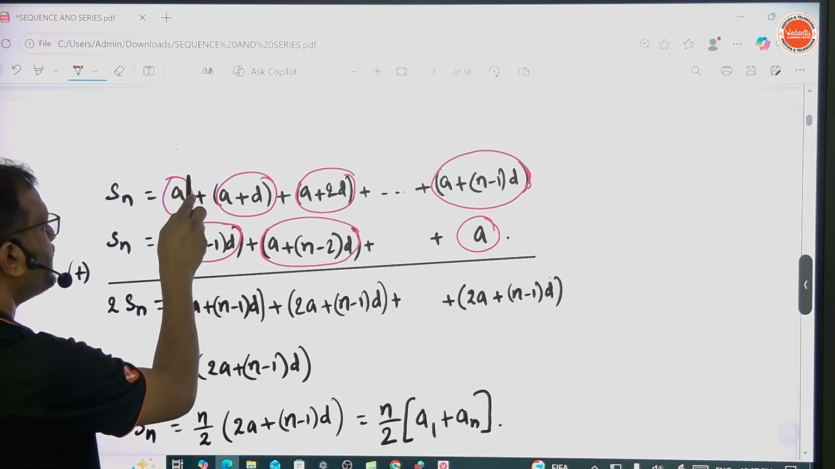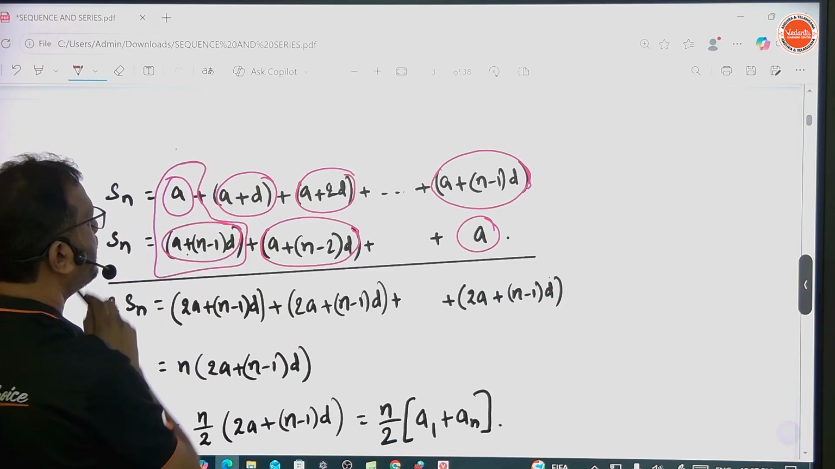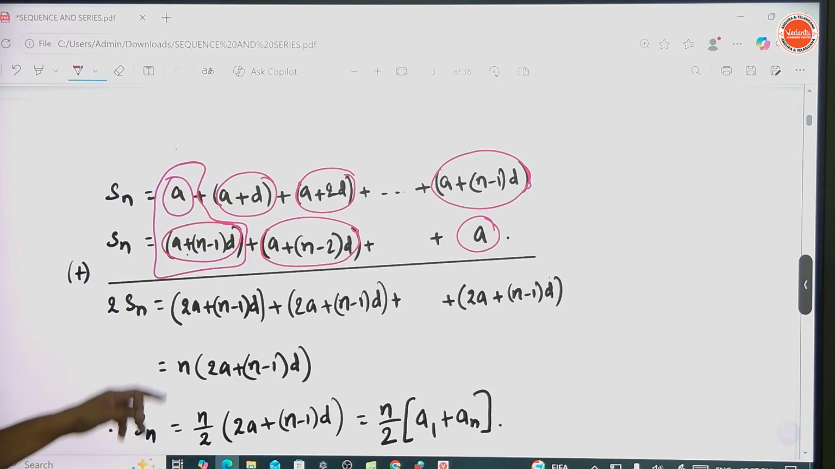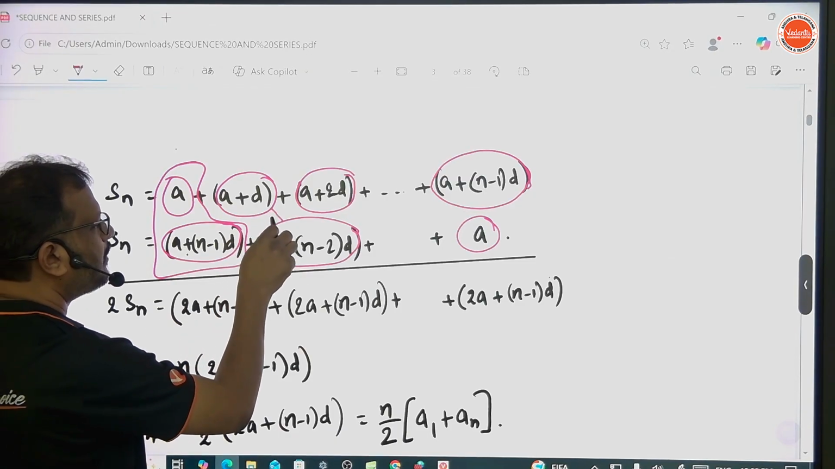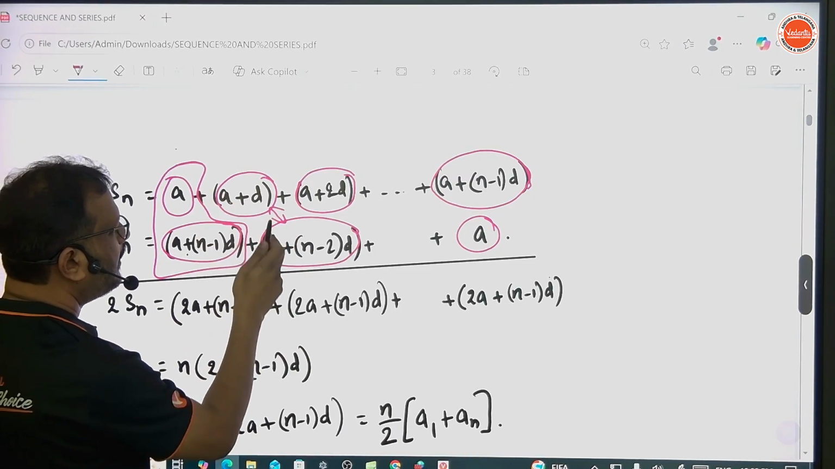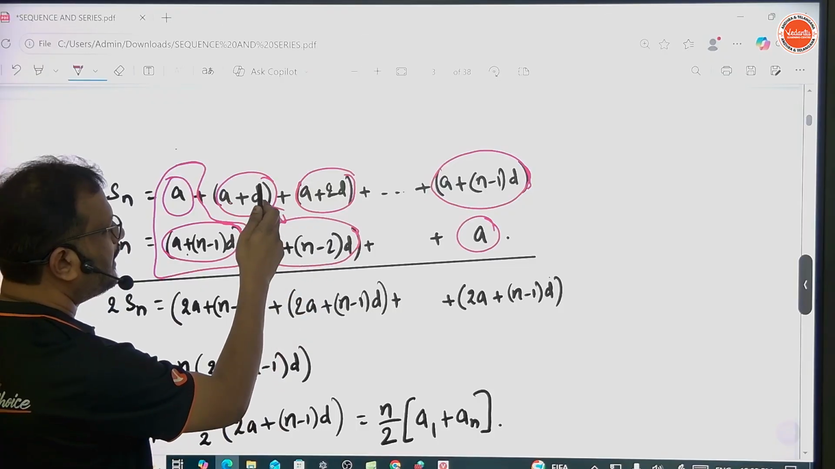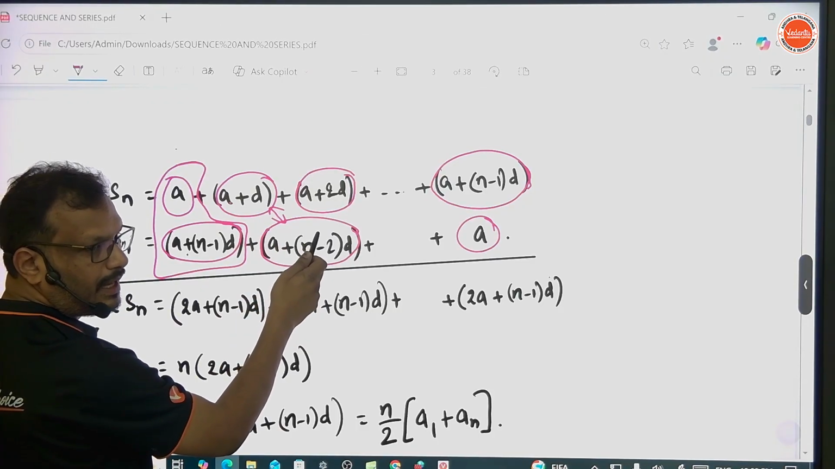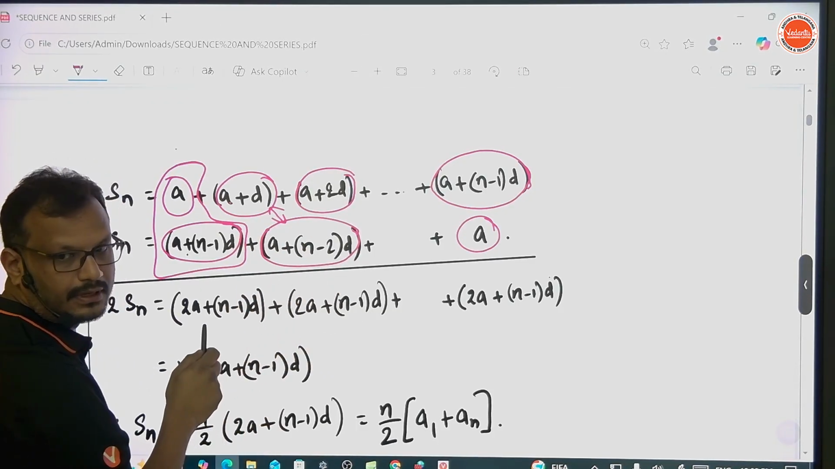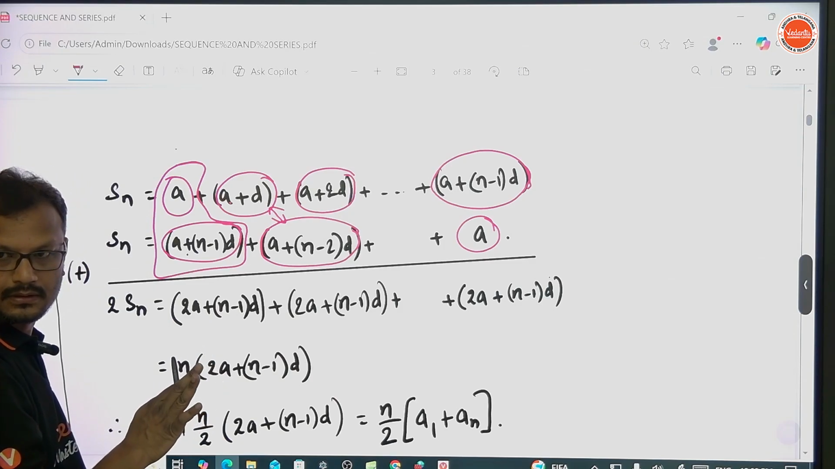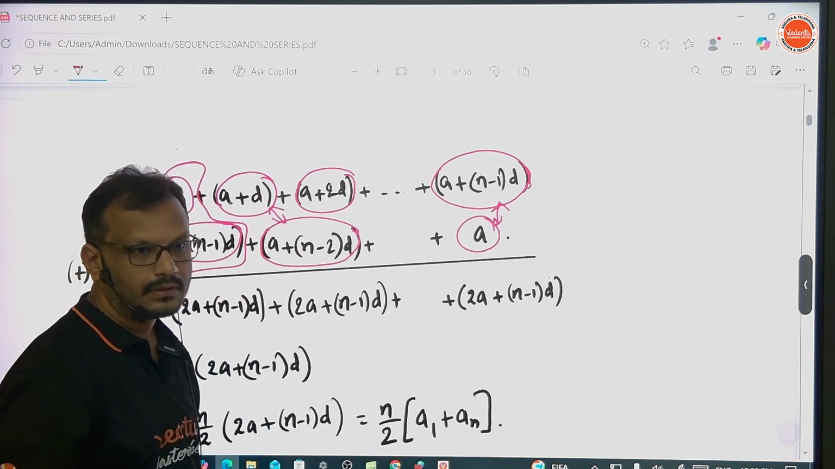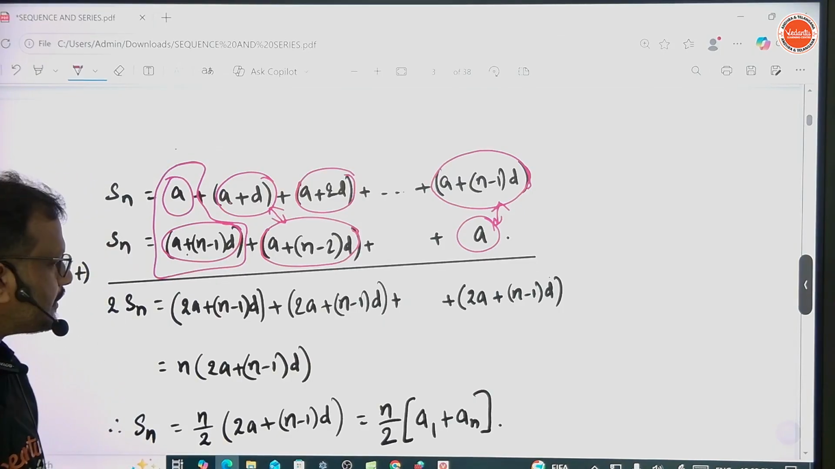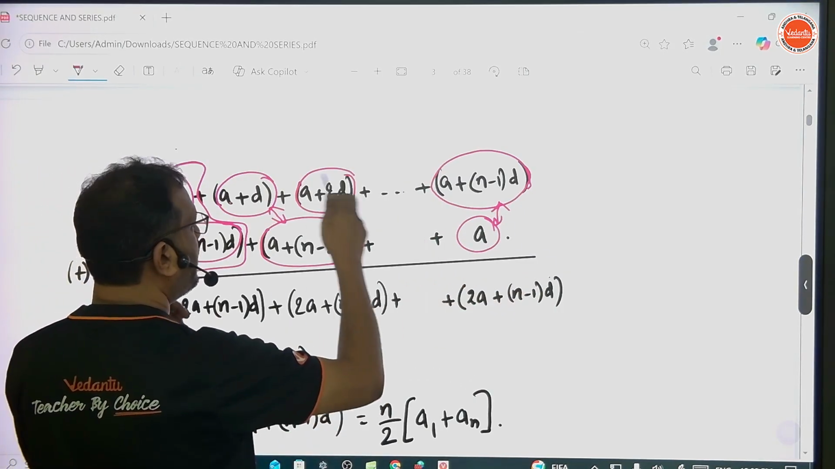Now just add these two. What will we get? A plus n minus 1 D, so that will be 2A plus n minus 1 D. Add these two now: 2A and n minus 1 D, plus n minus 2 D will be n minus 1 D. The same way you can add these two.